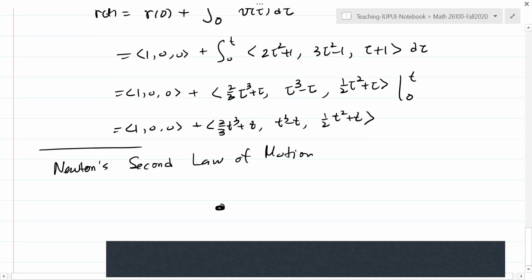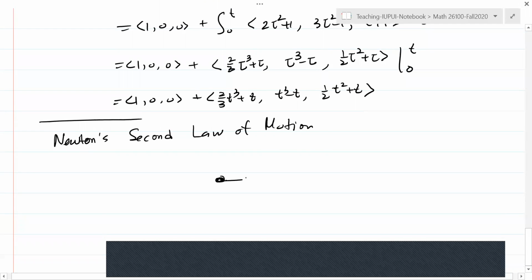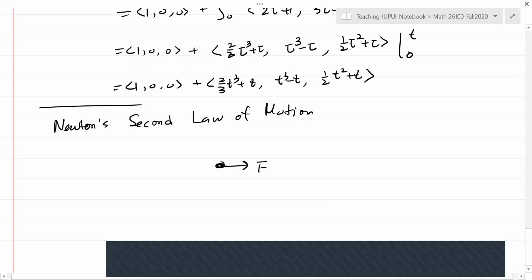So this is an object. If there's a force acting on that, it will change. The force has a direction, it's a vector. The length of the force just tells how strong the force is. So with this force acting on an object, the acceleration will change proportionate to the force.